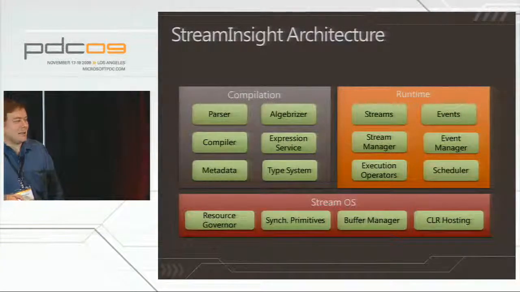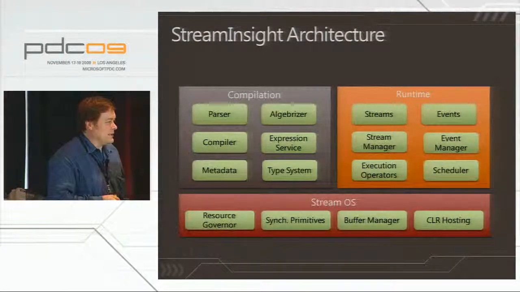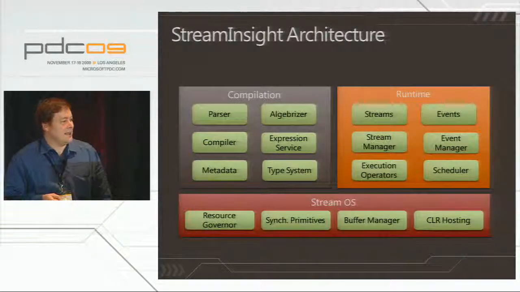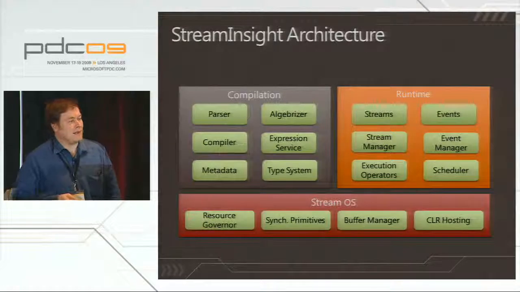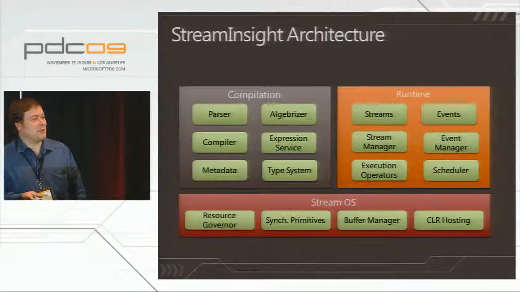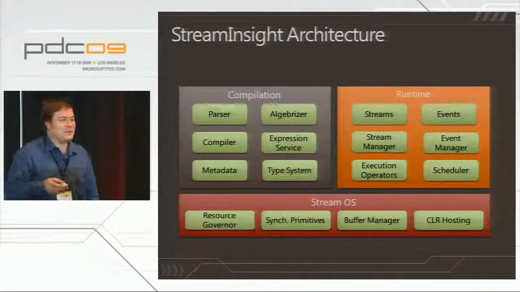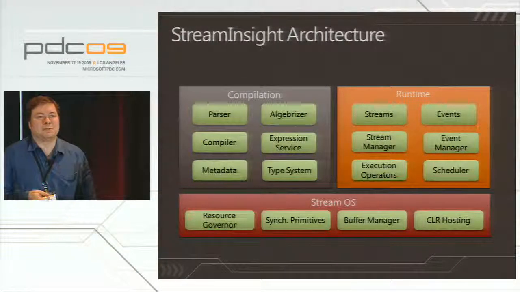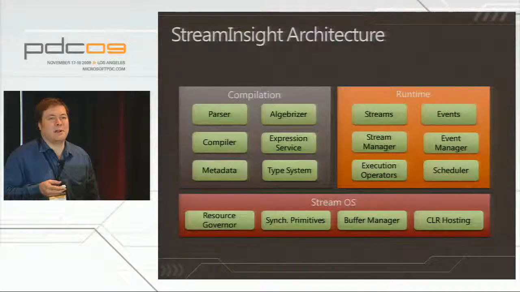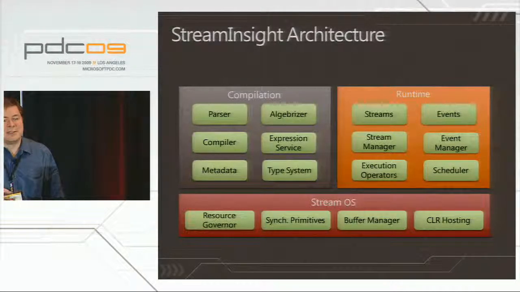Here's the basic architecture of our product. The intermediate language comes to compilation. We check the syntax with the parser. With the algebraizer, we derive the types, and we derive stream properties, whether the stream is ordered, whether the stream has retractions.